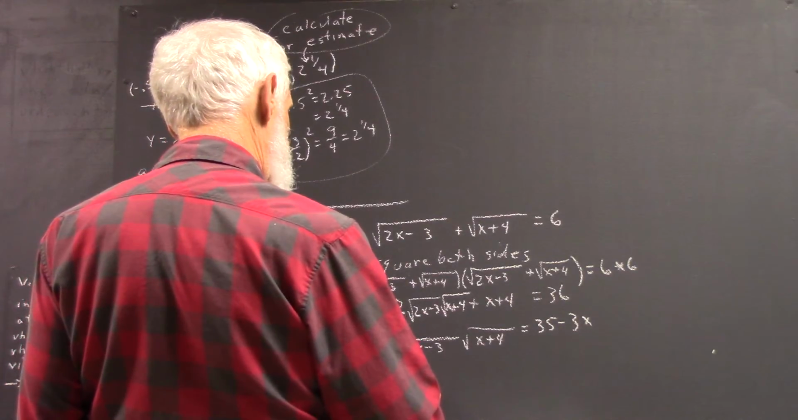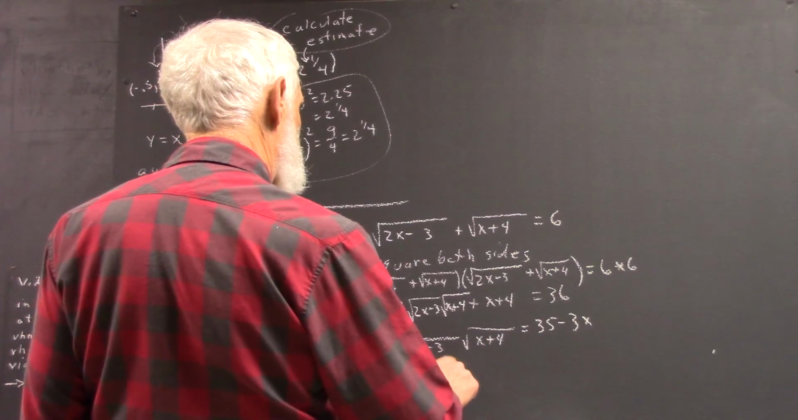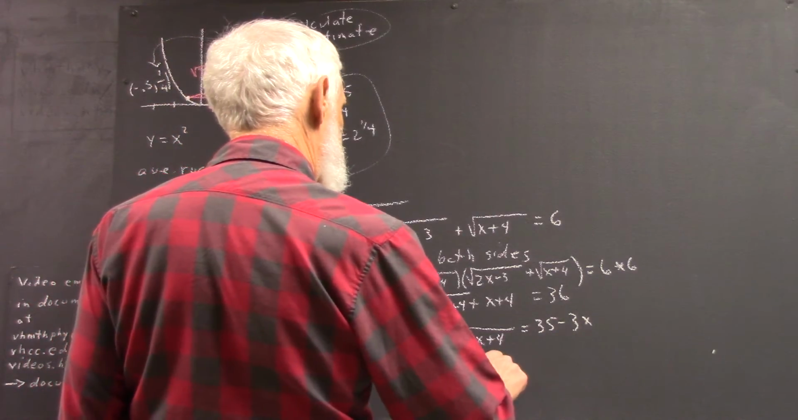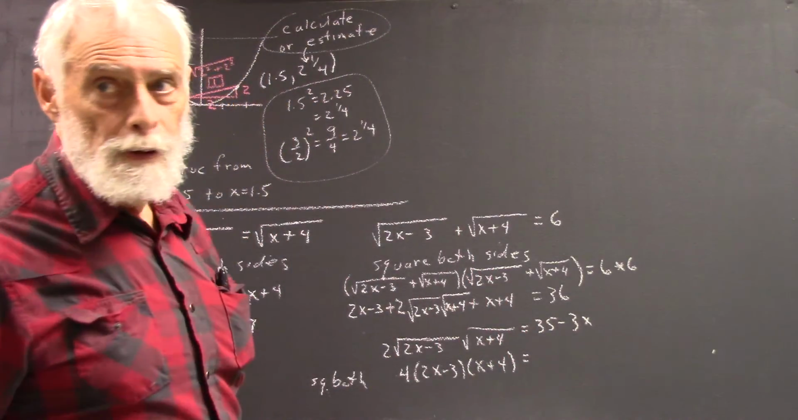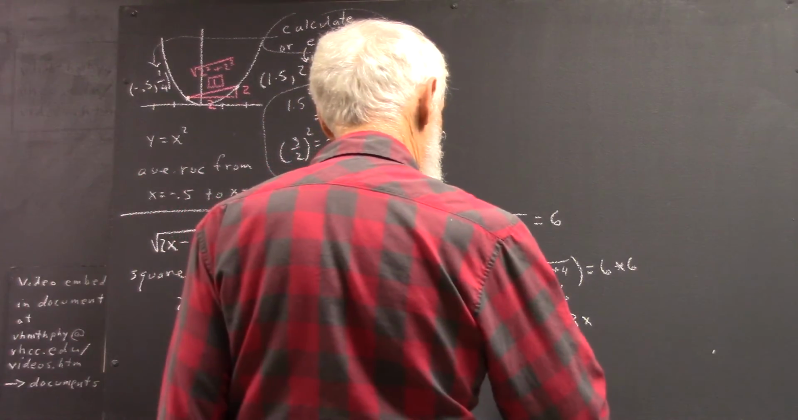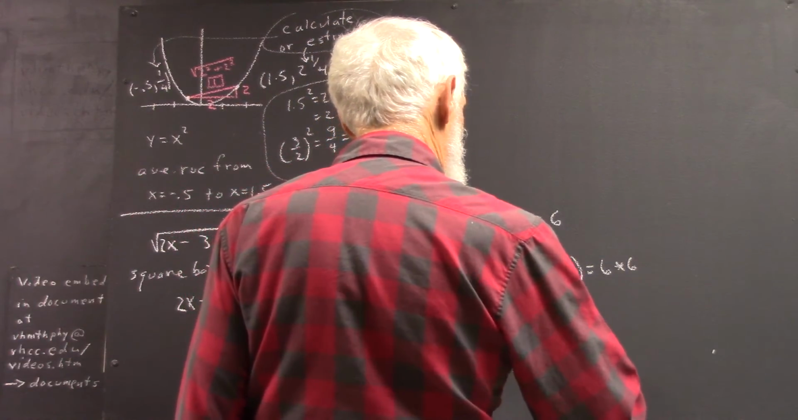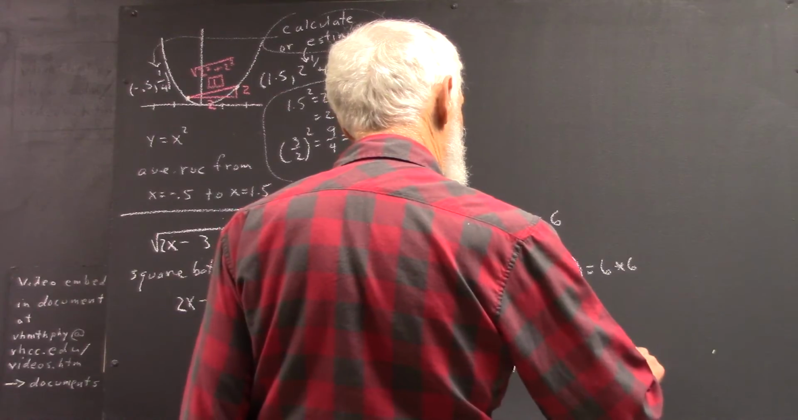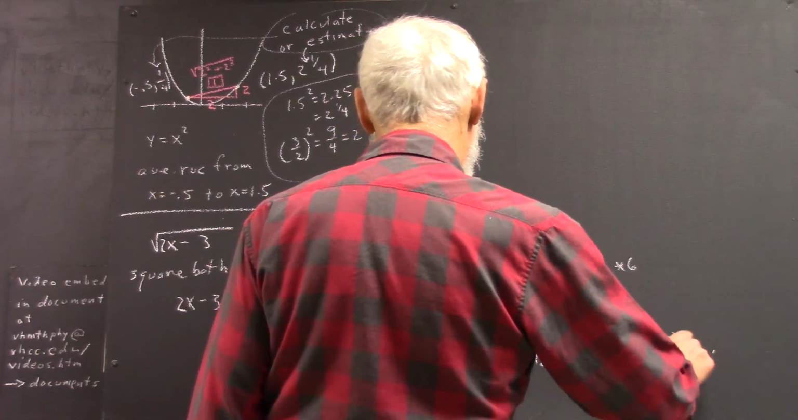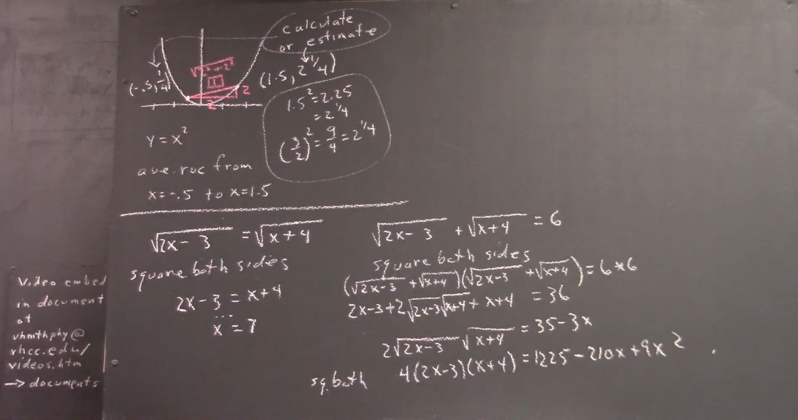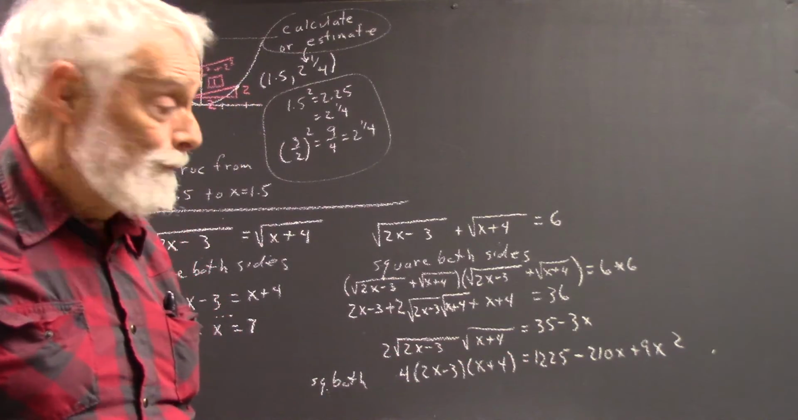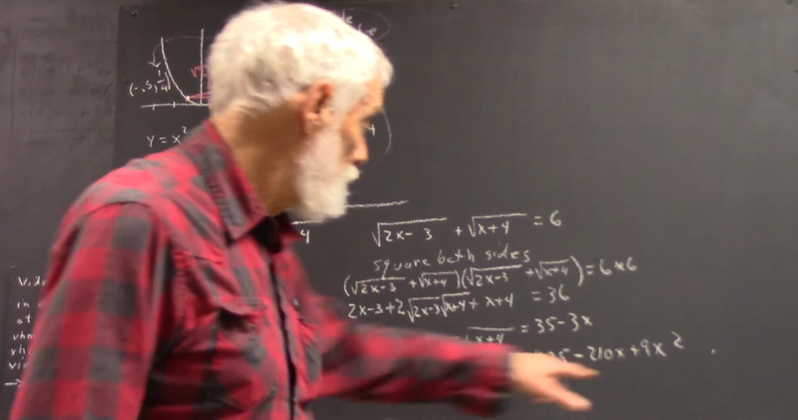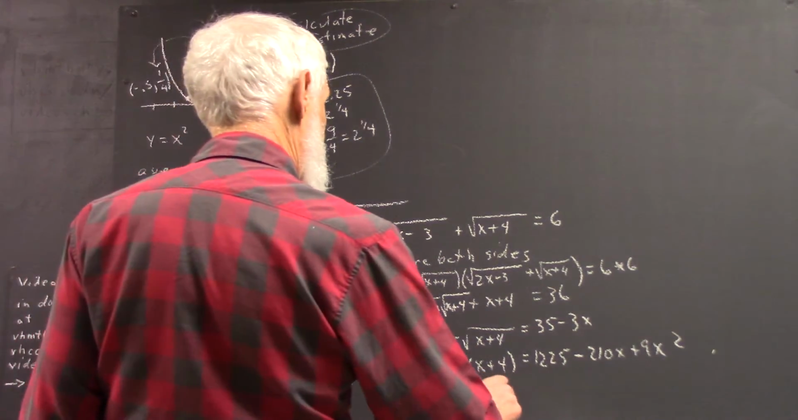I get 4 times 2x minus 3 times x plus 4 equals, okay, 35 squared. What's that? I think that's 1225, and that's minus 210x plus 9x squared. What kind of equation is that? Well, when I multiply these out, I'm going to get x squareds and x's and numbers, right? And here I got x squareds and x's and numbers, so that's a quadratic equation. Oh, I did it right.